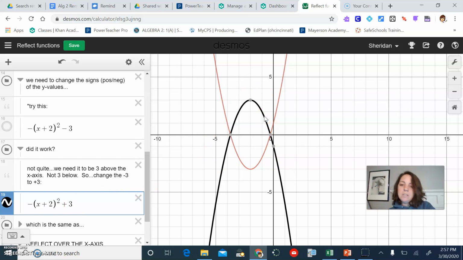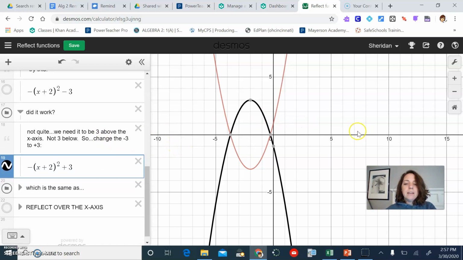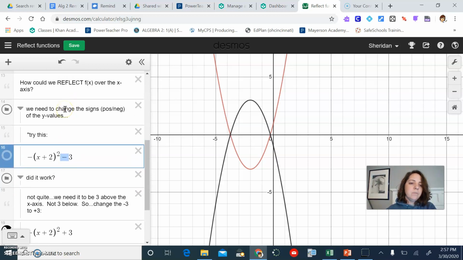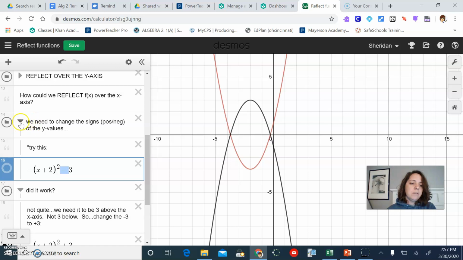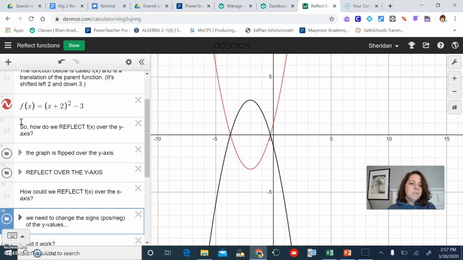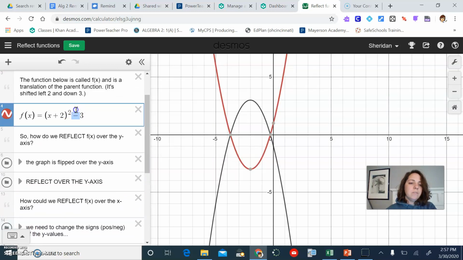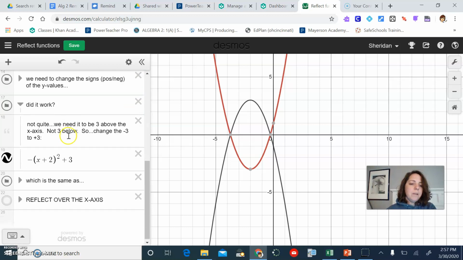We did it. So we reflected it over the x-axis. But how do we do that again? Let's think about this. We stuck a negative on the outside, and then we changed the sign of this 3 that was out front. We go back to the original equation, way up here. Originally, it was negative. Now we made it positive.